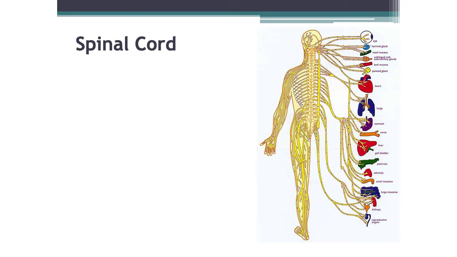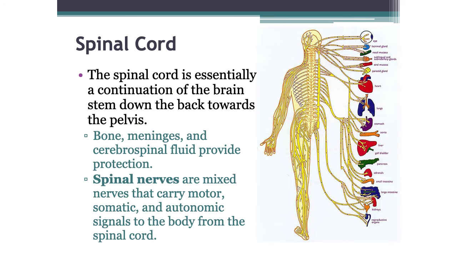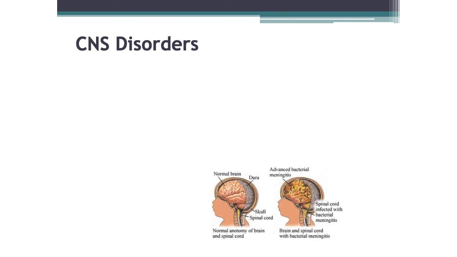The spinal cord is essentially a continuation of the brainstem down the back towards the pelvis. The bone, meninges, and cerebrospinal fluid provide protection. Spinal nerves are mixed nerves that carry motor, somatic, and autonomic signals from the body to the spinal cord. So you see right here where on the spinal cord the nerves coming off it control.